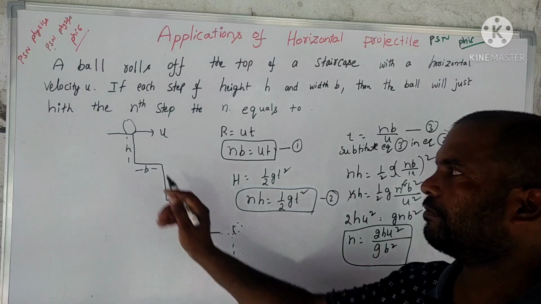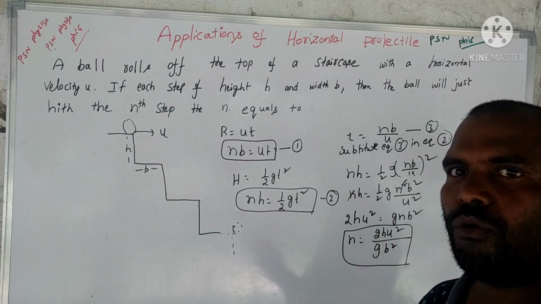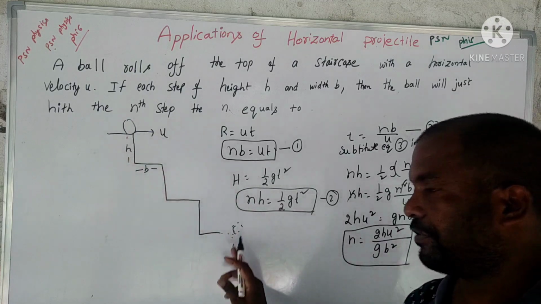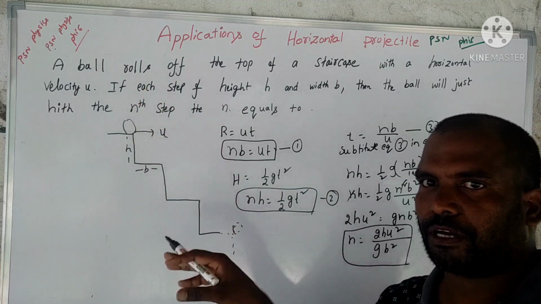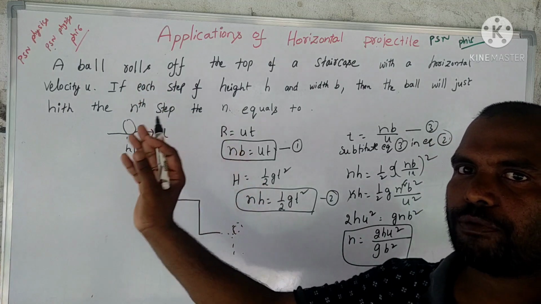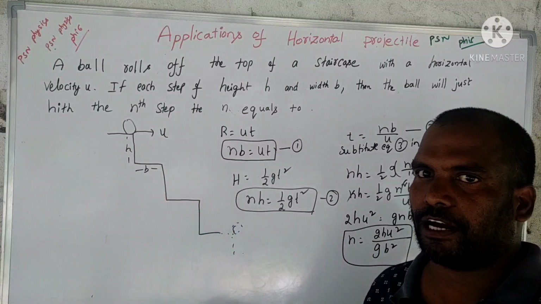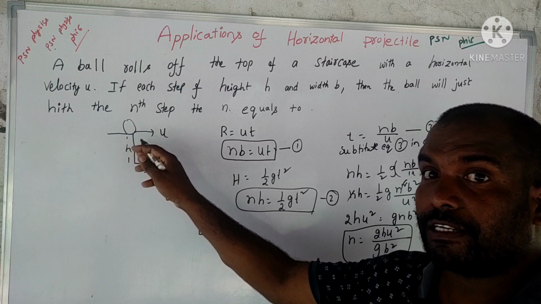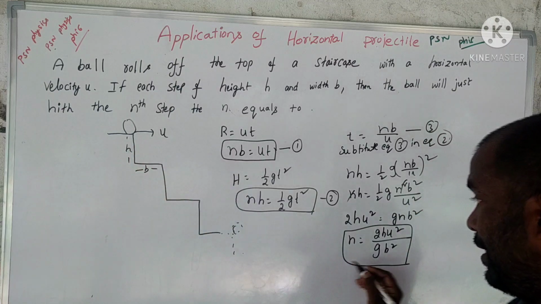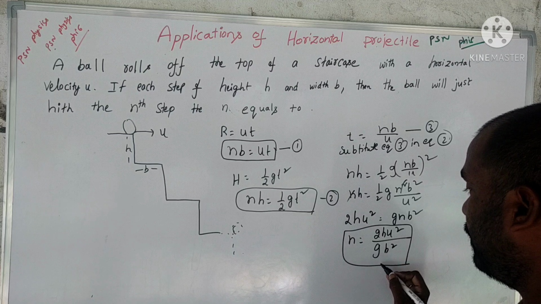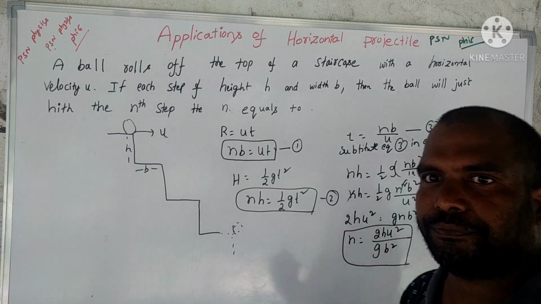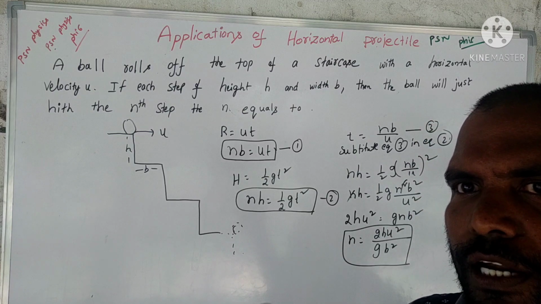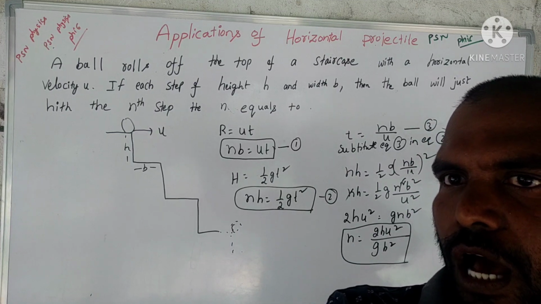Which step will it hit? We are projecting here with u velocity. We know the height of each step and the width of each step. Which step will it hit? If we drop from the fourth step, or we are dropping from n steps, where will it hit? We are not dropping horizontally, we are projecting with velocity u. n is equal to 2h u square by g b square. This is very important. Whenever we are doing numericals, we have to omit the unknown.